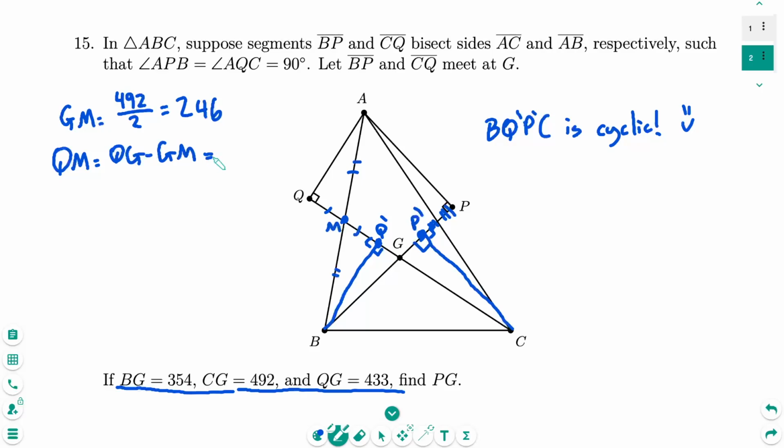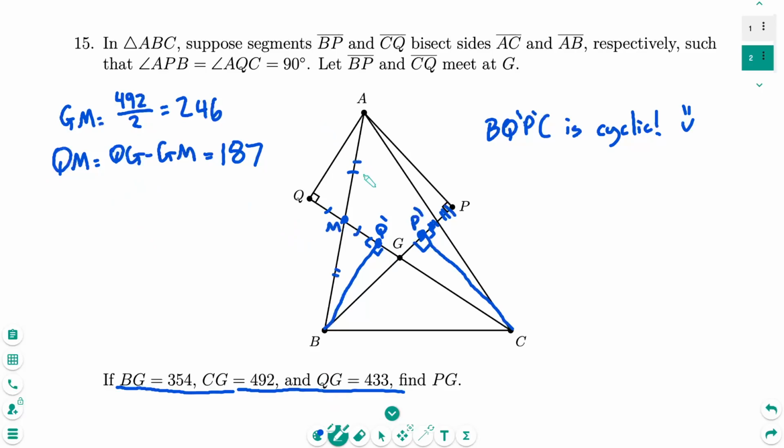This is actually kind of difficult. Wait a second, 433 minus 246, so 3, 6, 7, carry the 1, 8. That's a 1, right? Yeah, so it should be 187. Wow, this is truly the pinnacle of this YouTube channel right here. All right, so we know that QM is 187.